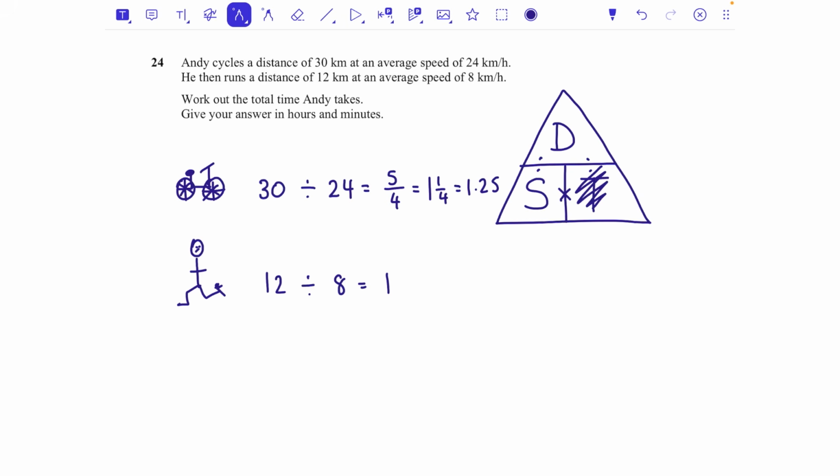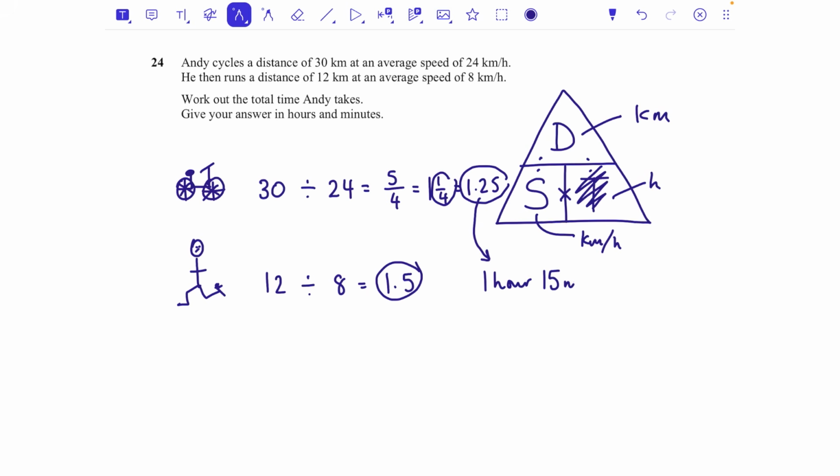Now, those times are in hours. You did distance in kilometres and you divided it by the speed in kilometres per hour. So matching up the units, the time would need to be in hours. So we've got 1.25 hours and 1.5 hours. Now think very carefully. 0.25 of an hour is not 25 minutes. It is a quarter, same as we've got here. So 1 hour and a quarter is 15 minutes. So that's 1 hour and 15 minutes for that one. It's not 25 minutes. It's a quarter of an hour, which is 15 minutes.